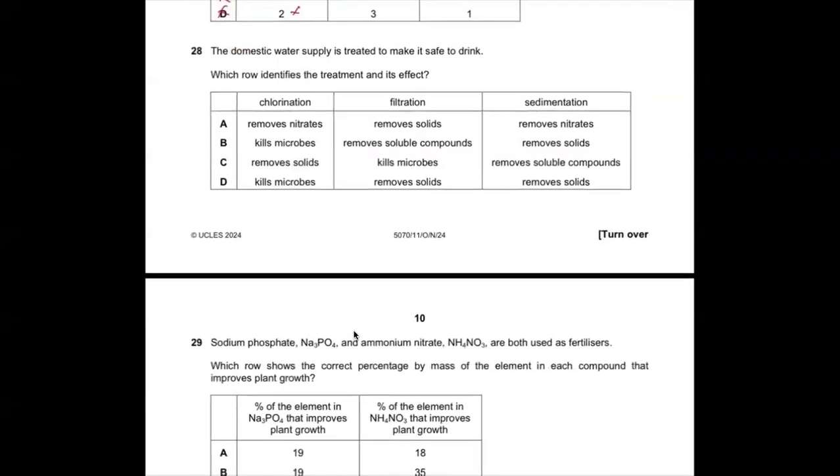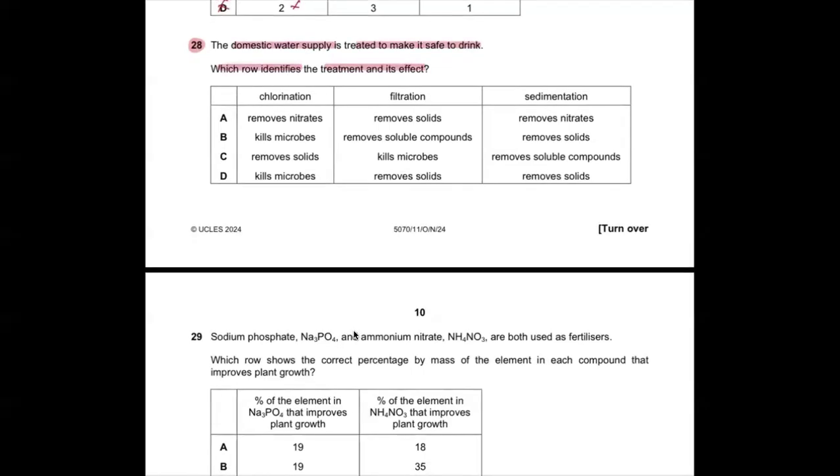Now, MCQ number 28. The domestic water supply is treated to make it safe to drink. Which row identifies the treatment and its effect? Chlorination kills microbes. So A and C go wrong. Filtration removes soluble compounds? How can filtration remove a soluble compound? It removes solids, right? So we are only left with option D. So D is the correct answer. Is this clear to all of you?